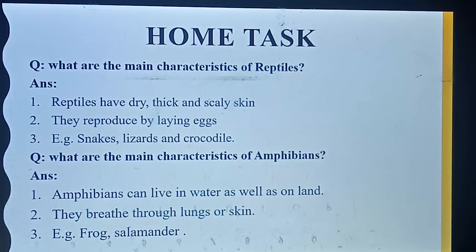The next question is, what are the main characteristics of amphibians? Amphibians can live in both water as well as on land, and they breathe through lungs or skin. And if we talk about their reproduction, they also reproduce by laying eggs. And the examples of amphibians are frog and salamander, because the frog and salamander can live in water as well as on land.